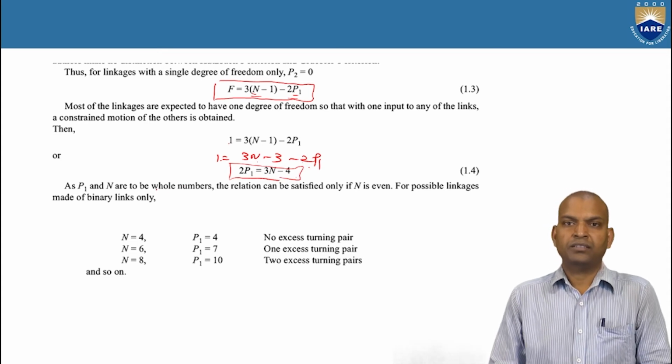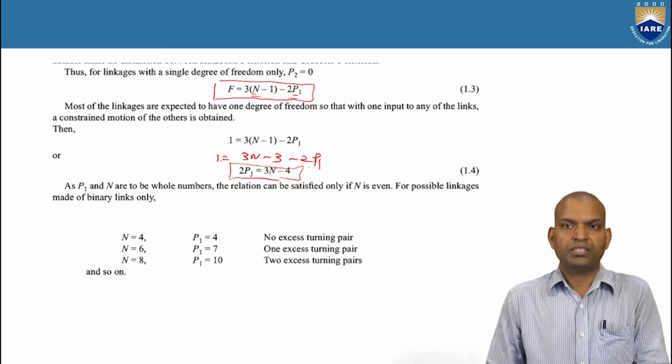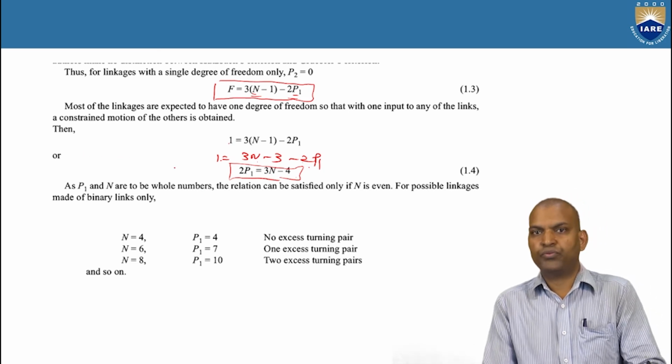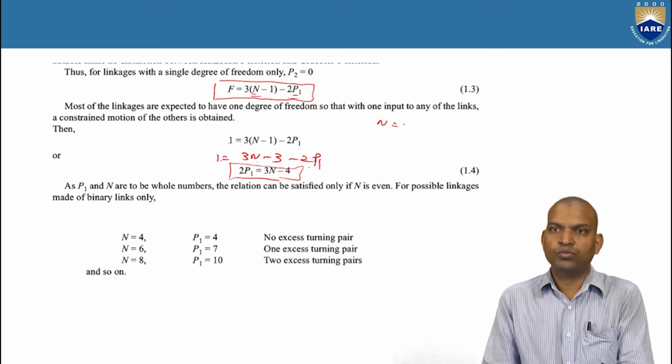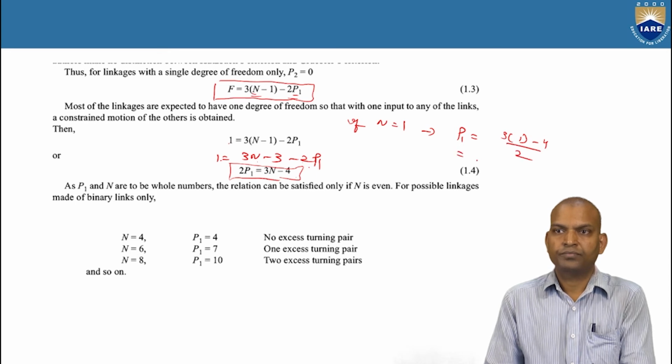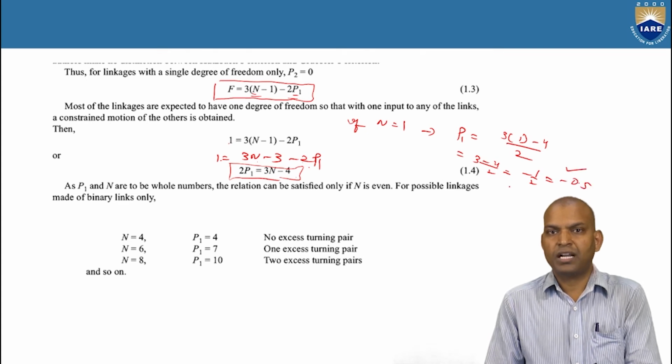This p1 and n are two whole numbers. If we know the number of links, suppose n equal to 1, and if we substitute in this formula, how does the p value come? 3 into 1 minus 4 by 2, that is minus 1 by 2, that is minus 0.5. That is, the number of pairs is not possible.